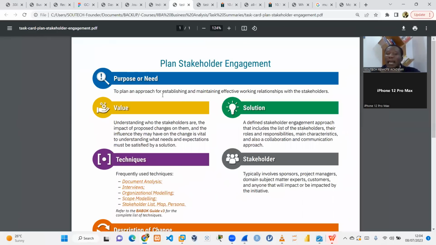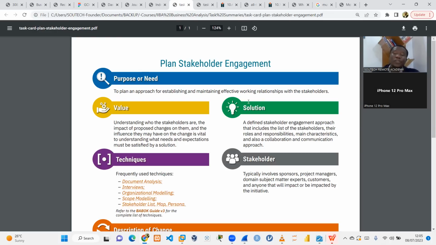So to plan an approach for establishing and maintaining effective working relationships with the stakeholders. Now, you know that for the different case studies we talked about, either the school, the bank, the hospital, the filling station, all of these case studies, we have all itemized their stakeholders. You cannot just start seeking interviews with stakeholders. You have to plan this. That's why I would say the very first knowledge area as a business analyst you need to understand is how to do your planning, how to do your monitoring.